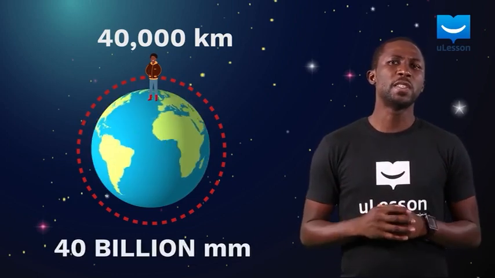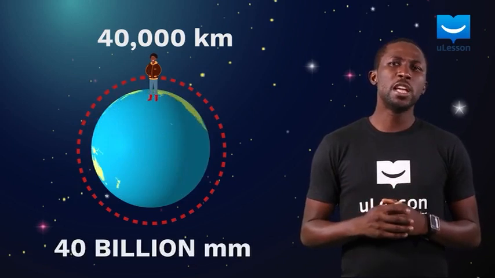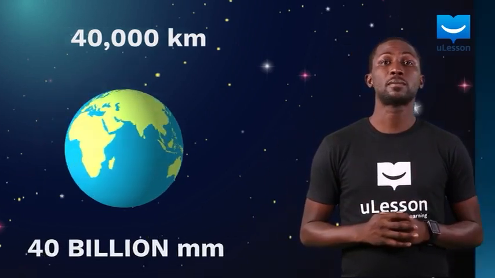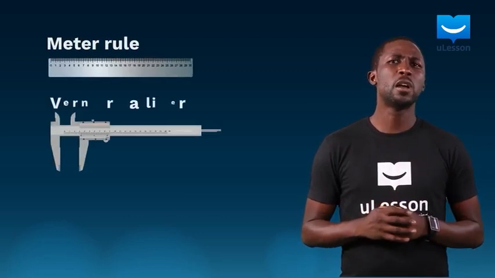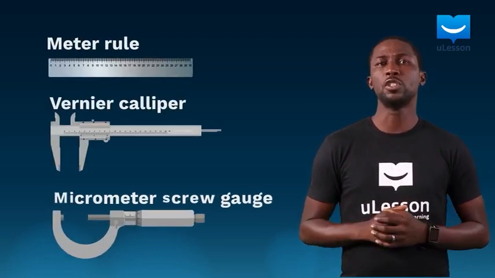There are various devices that can be used to measure the length of an object or distance. Some examples are the meter rule, the vernier caliper, and the micrometer screw gauge. To measure the length of an object like your pencil using a meter rule, you first of all place the tip of your pencil at the 0 point of the meter rule, and also you mark the point where the bottom of your pencil coincides on the meter rule.